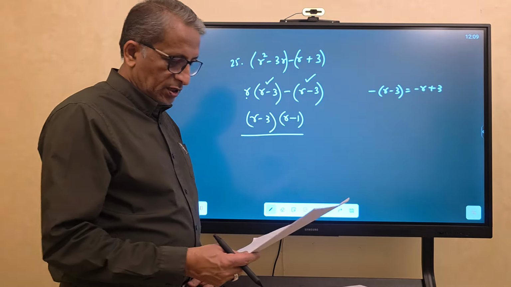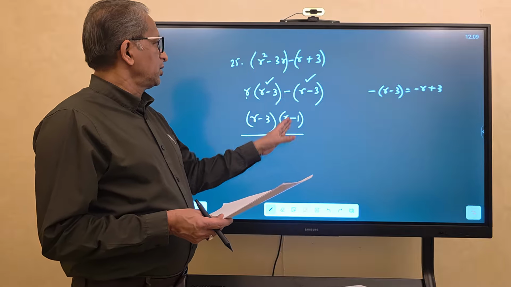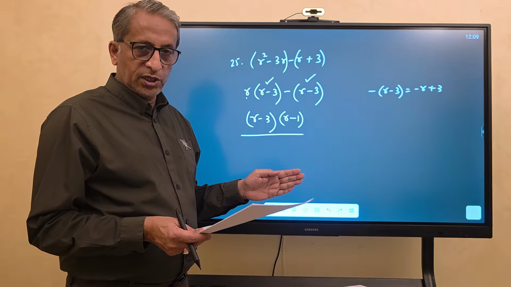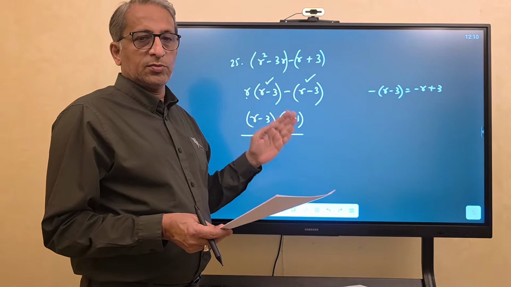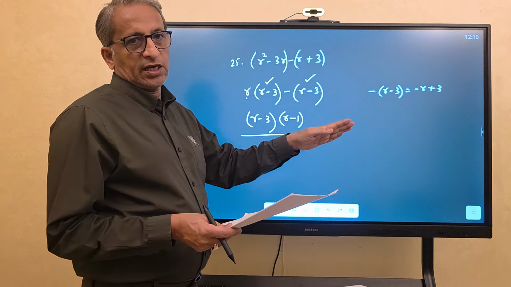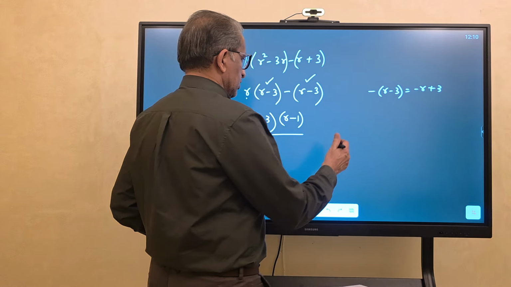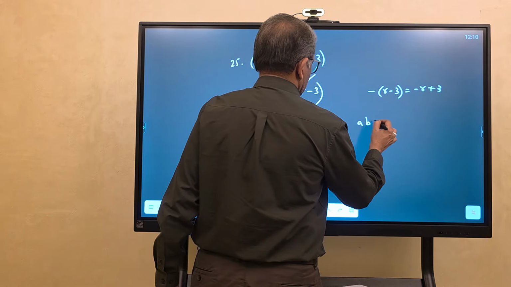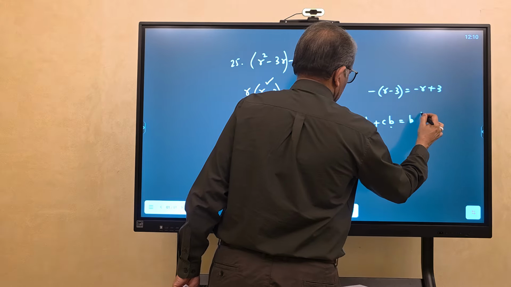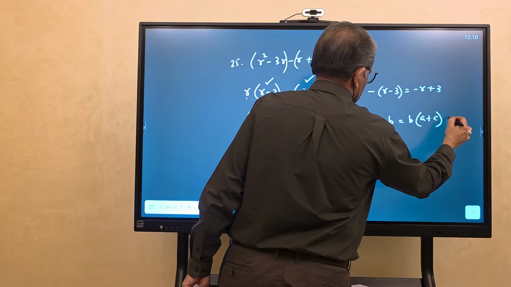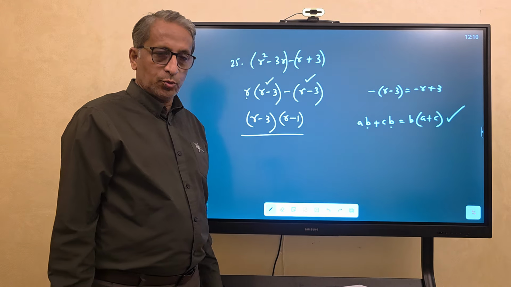Of course there are many questions here. Please check. Whenever you do grouping, there must be the same term common in the first and the second, and for that you use this formula, AB plus CB. This is common, therefore I write this. This is the method of finding the factors by grouping.